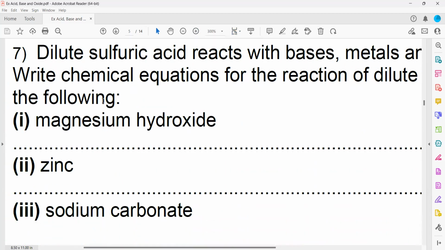So the first one, magnesium hydroxide, Mg(OH)2, reacted with sulfuric acid, which is H2SO4. So metal oxide or hydroxide plus acid gives salt. Sulfuric acid gives sulfate salt. So magnesium sulfate, MgSO4, because the valency of magnesium is +2 and sulfate is -2, plus water, H2O.